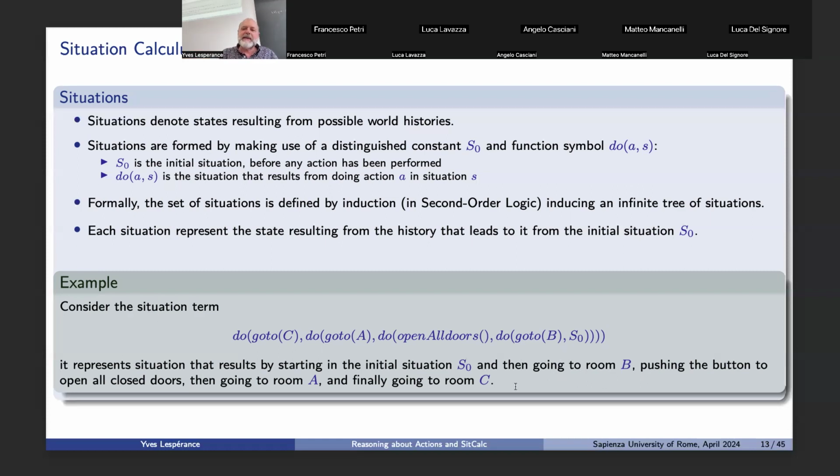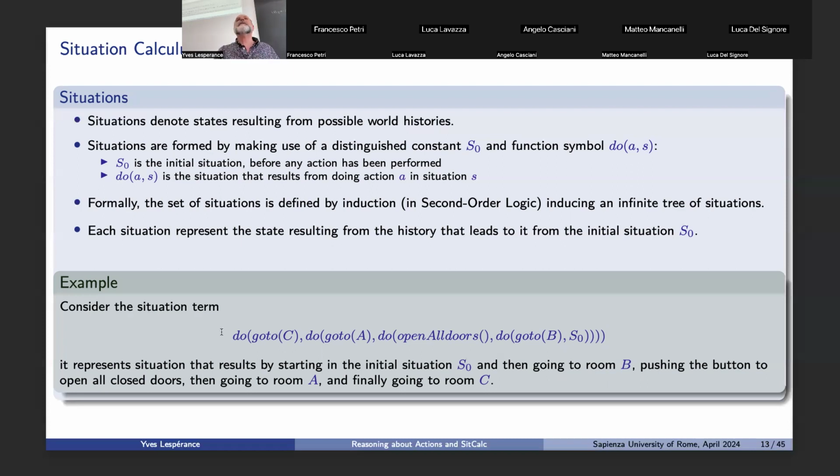Now in this situation, we can say where the agent is. He's in room C, because the last action he did was to go to C. Now suppose that we consider a situation where you don't do open all doors. So you first go to B, then go back to A, and then go to C.